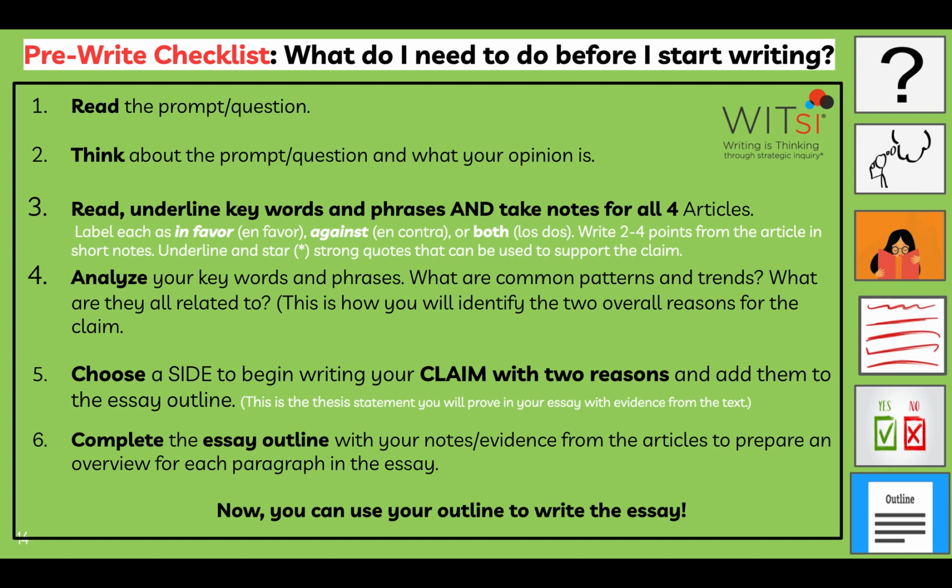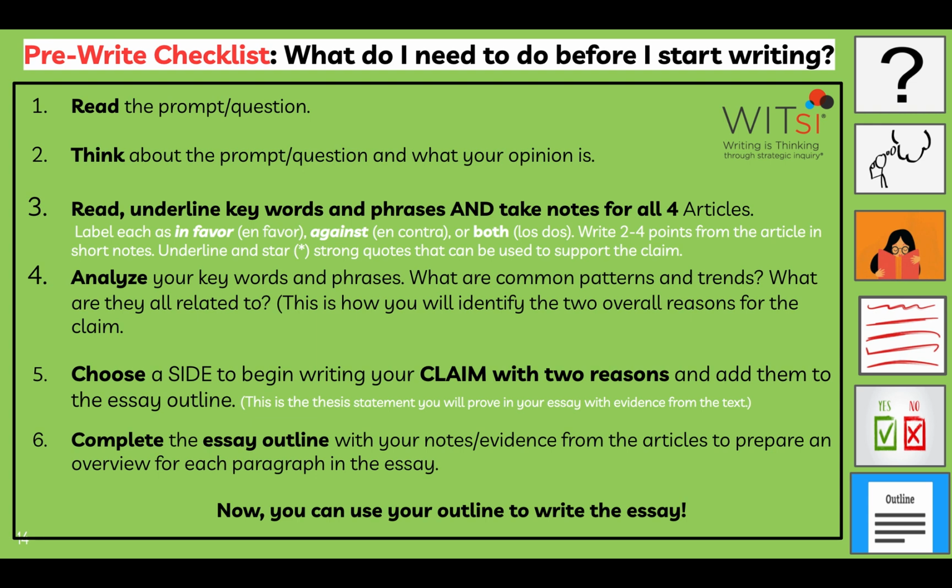Number 3, read, underline keywords and phrases, and take notes for all 4 articles. Near the title, students should label each article as in favor of the prompt, against, or both, which will make it easier to refer to each article while writing. Write 2 to 4 points from the article in short notes. Underline and star strong quotes that can be used to support the claim.